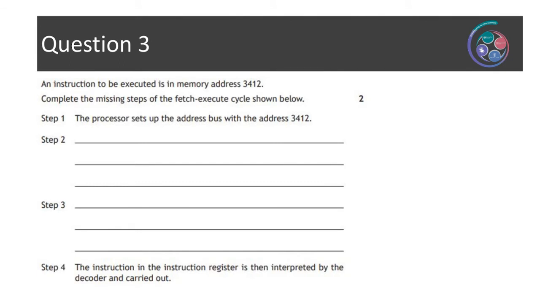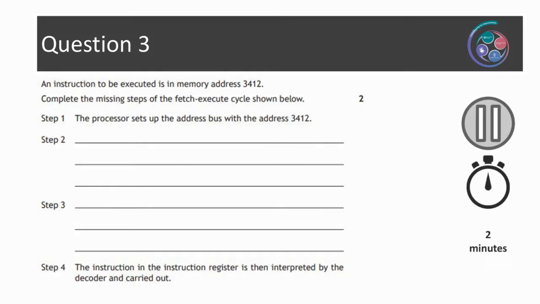Step 4 is given to us, and step 4 says the instruction in the instruction register is then interpreted by the decoder and carried out. So we're looking to put information into step 2 and into step 3. This is a 2-mark question, so you'll want to give yourselves a couple of minutes. There should be just some knowledge recall about the fetch execute cycle, applying it to the scenario of using the memory address 3412. Let's do that now.